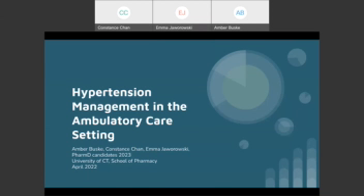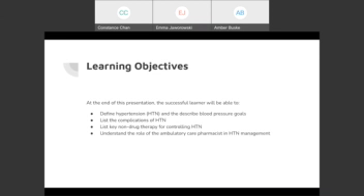My name is Emma, and we're here to talk to you about hypertension management in the ambulatory care setting. So, here are some learning objectives. By the end of this presentation, the successful learner will be able to define hypertension and describe blood pressure goals, list the complications of hypertension, list key non-drug therapy for controlling hypertension, and understand the role of the ambulatory care pharmacist in hypertension management.